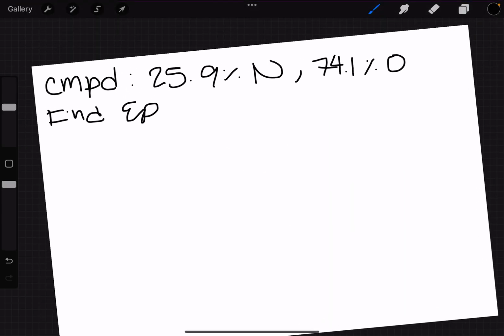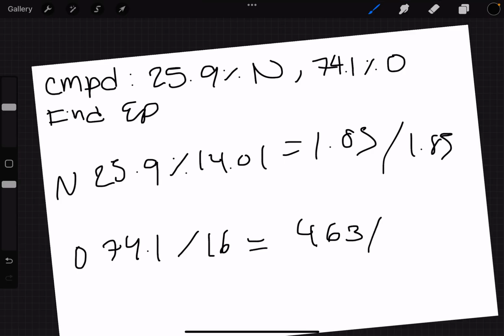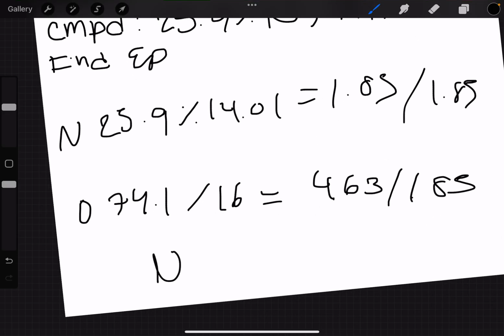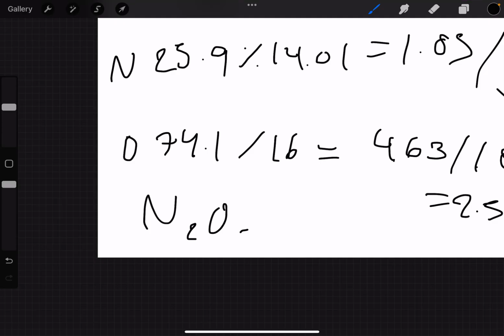Compound. Okay, so it's just 25.6 divided by 14.01 of nitrogen and 74.1 divided by 16. Divide by the smallest number. So N should equal 1. And then O should be equal to around 2.5. But since this is around 2.5, you need to times it by 2. And you need to times N by 2. So it's just going to be N2O5.